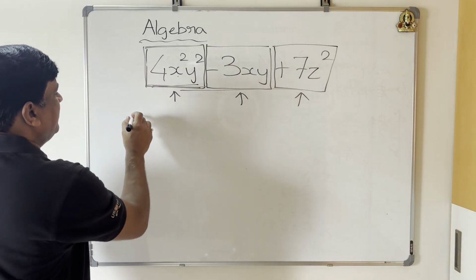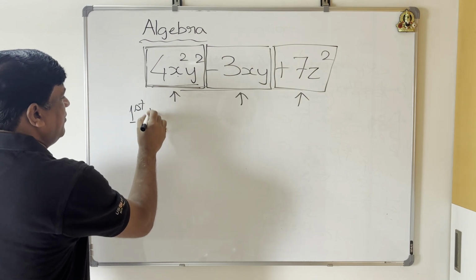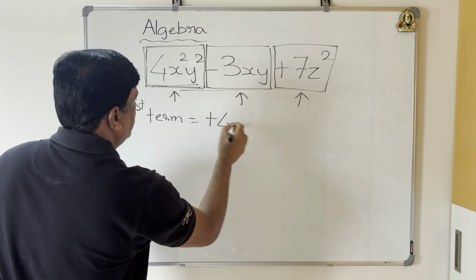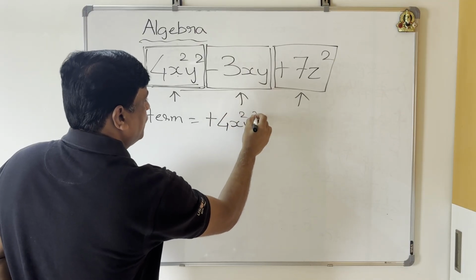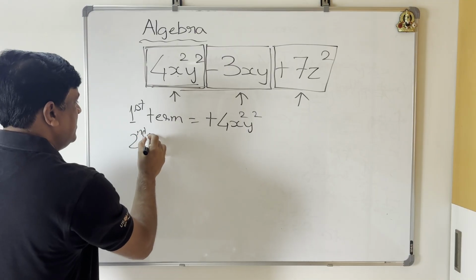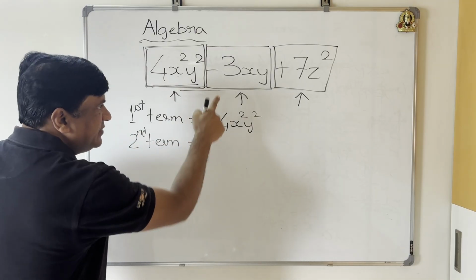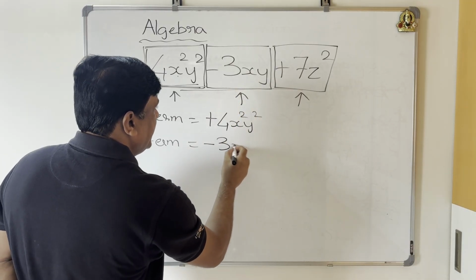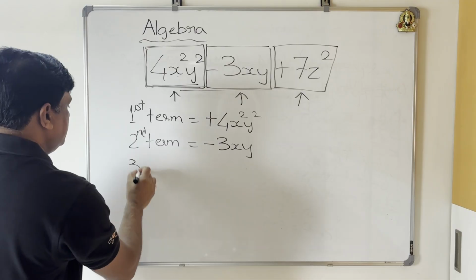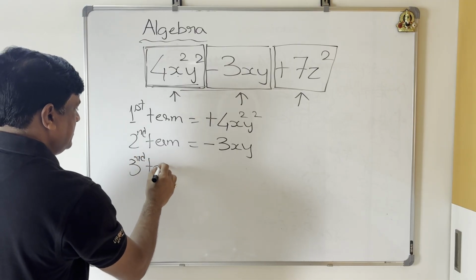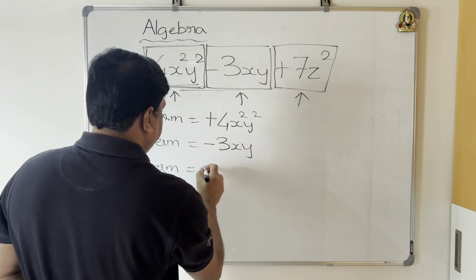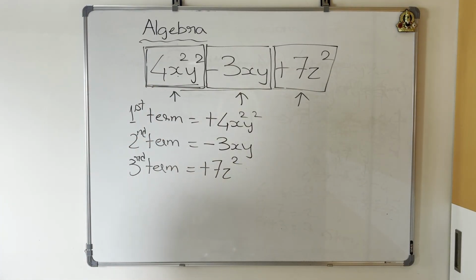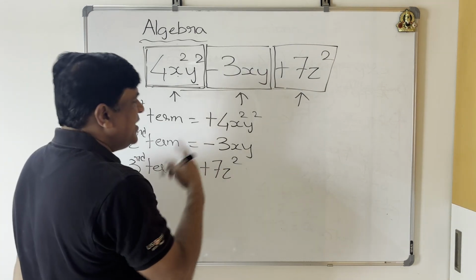So in this particular case, what's my first term? The first term is plus 4x square y square. What is my second term? Including the sign, you need to remember, always take the sign along: minus 3xy. What's the third term? It is plus 7z square. Okay, got it? Makes sense?